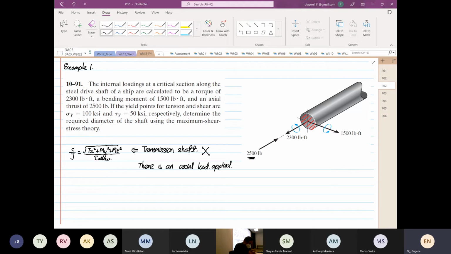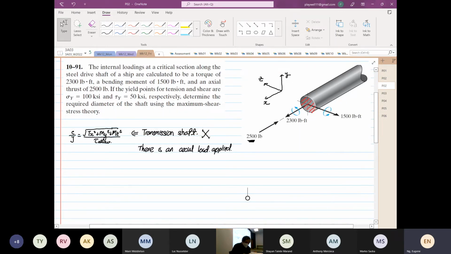So we draw our transformation first. This is our Y, this is our X, and over here, this is our Z. Then from here, let's see what we have. We have an axial load Px, and Px is minus 2,500 pounds. It's always going to generate compression.